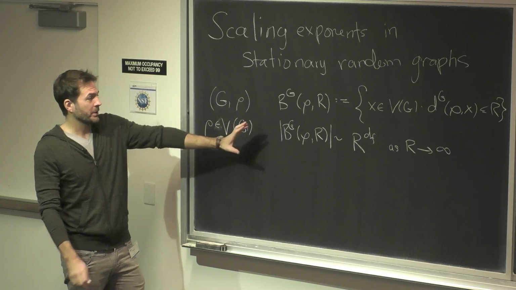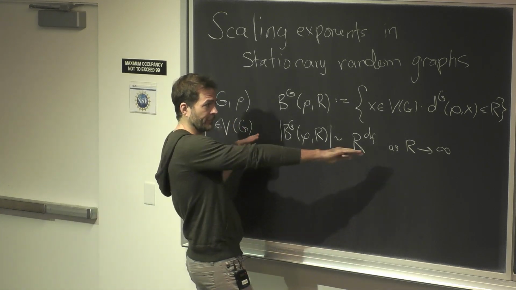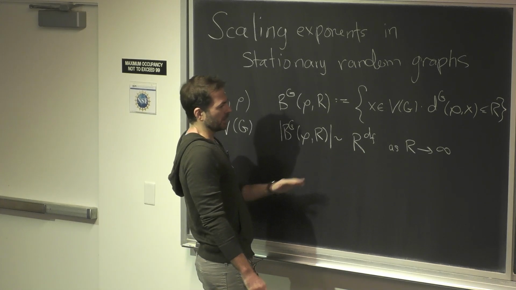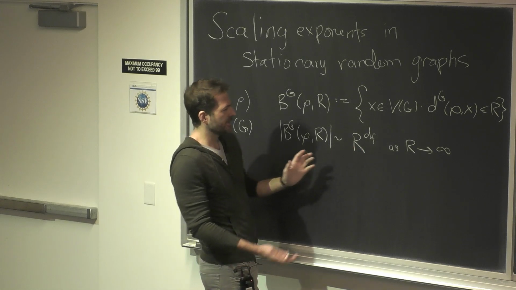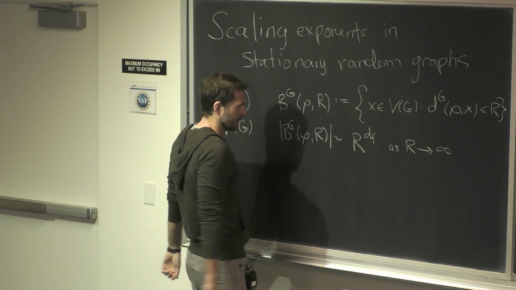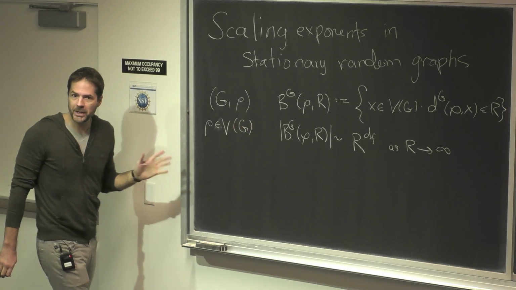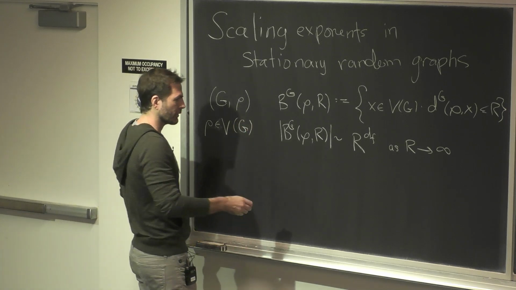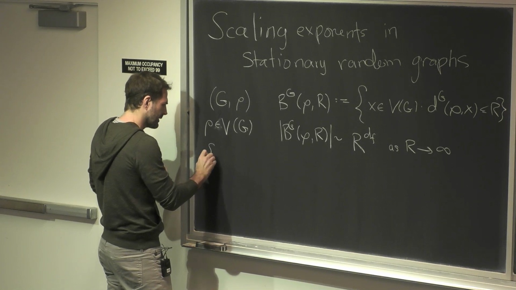Okay, so I'm going to define a number of such quantities like this. I'm going to define them informally. Of course, I'll say more about what I mean in a second. But of course, this exponent doesn't necessarily have to exist. But if it exists, this is intuitively what I mean by it. So it's the rate at which the graph ball of radius r grows. Let's look at some more such exponents.